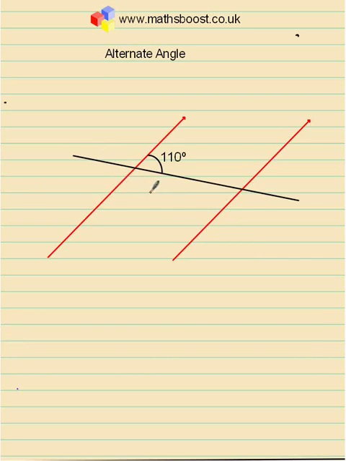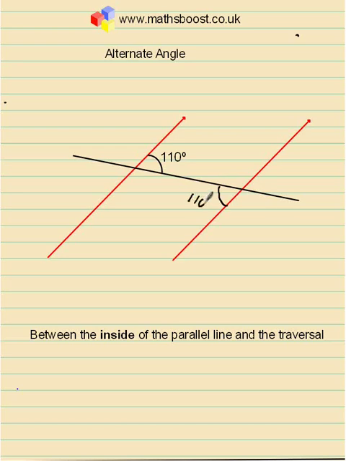More often than not, you won't get to choose. You'll be given an angle. And this angle is between the inside of the parallel line and the traversal. So I can use the alternate angle theorem. So I go to the angle that is between the inside of the other parallel line and the traversal, but on the opposite side. So since this is above, we'll go below. And this will be the same angle. And we must write alternate angle whenever we use this result, just to prove we didn't just guess.